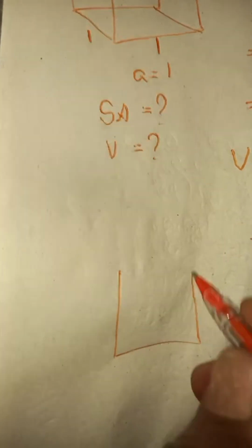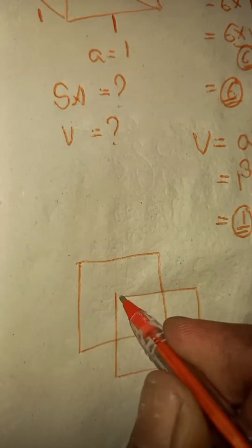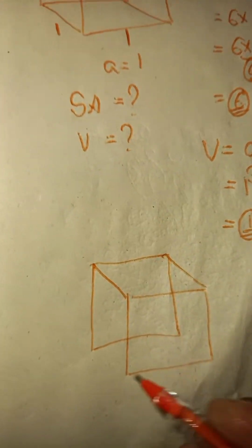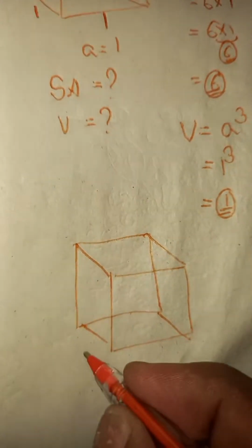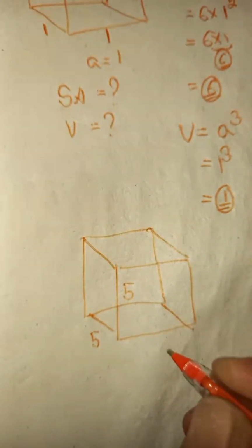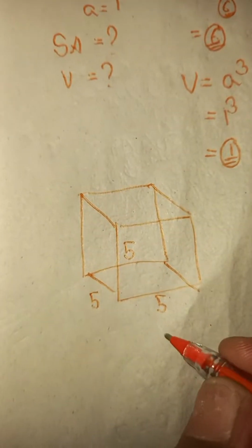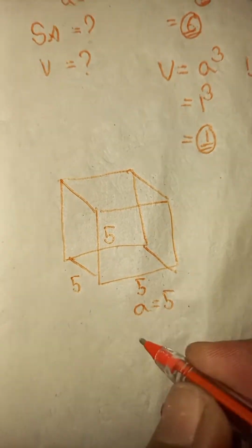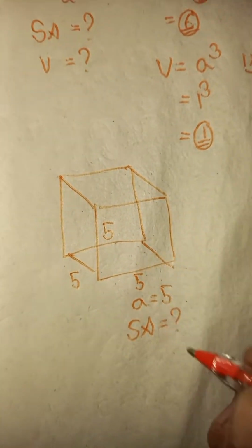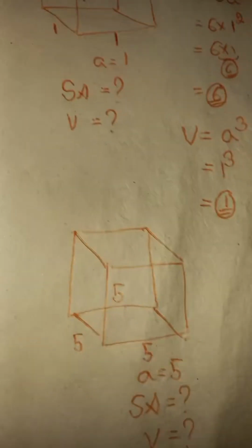Let's take one more cube, and in this cube they are giving it like this, a complete cube. The edge length of this cube is 5 units. All edges are 5 units here, so the edge length is 5 units. You need to find the surface area and the volume of the cube. You can do it easily.